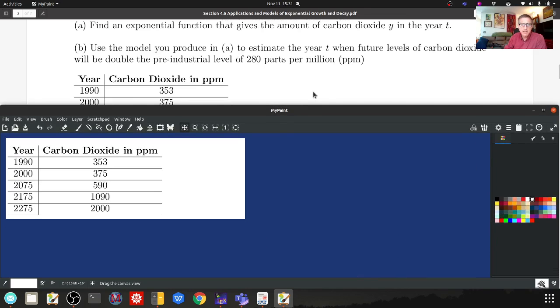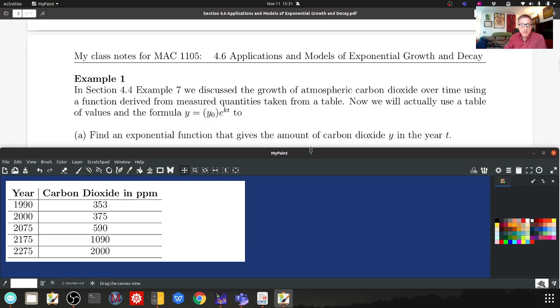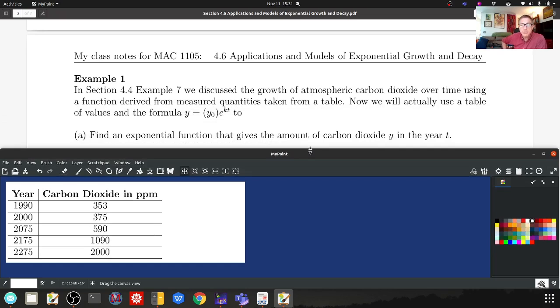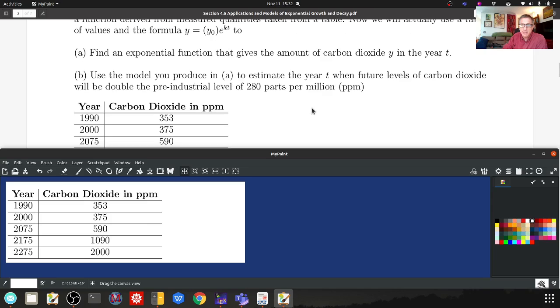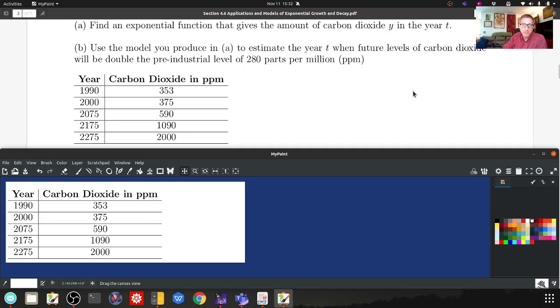So now that I've got that here, let's go ahead and read the problem. They're reminding us that back in section 4.4, in a specific example, we discussed the growth rate of atmospheric carbon dioxide over time using a function derived from measured quantities taken from a table. So we're actually going to use a table of values in the formula y is equal to y naught times e to the kt to find an exponential function that gives the amount of carbon dioxide y in the year t. Use the model you produced in A to estimate the year t when future levels of carbon dioxide will be double the pre-industrial level of 228 parts per million.